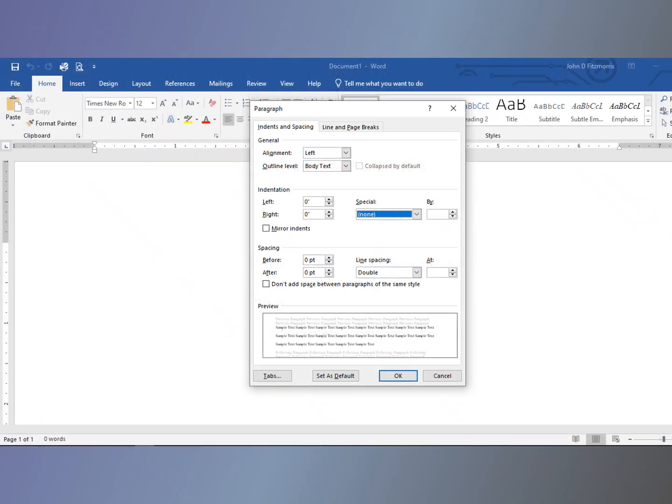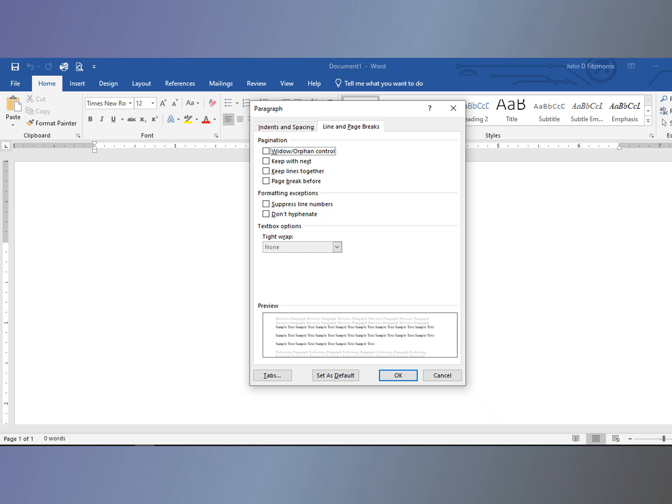In order to have your paper properly formatted, go to your Paragraph tab, open it. Make sure that your before and after are set to 0 points each. Make sure your line spacing is set to double. In addition, click on the Line and Page Breaks tab and make sure that your widow-orphan control is unchecked.